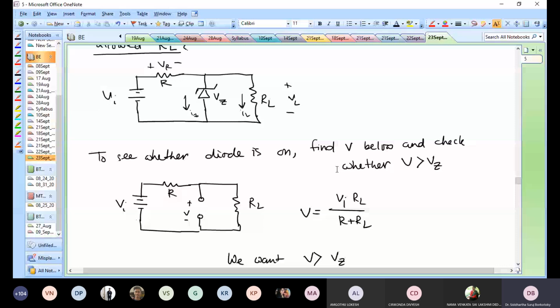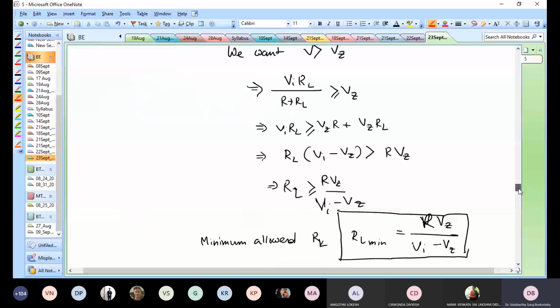First, you do this exactly as before. You open circuit, remove the diode, and you find out what is the voltage developing. That voltage is, as before, VI times RL by R plus RL. We have already discussed this before today.